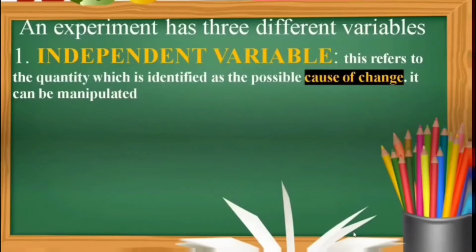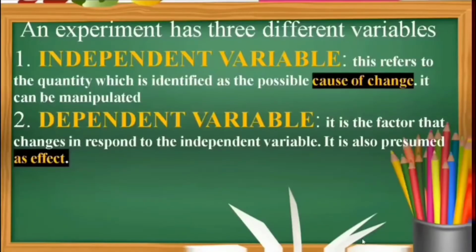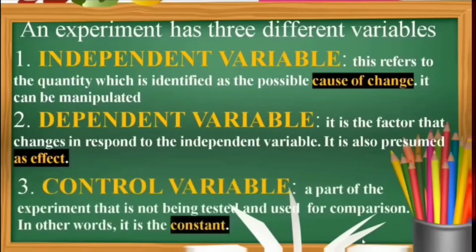This is also called the manipulated variable. Number 2, dependent variable. It is the factor that changes in response to the independent variable. It is also presumed as effect. It is the factor that changes because of the change that you did to the independent variable. Number 3, the control variable. It is a part of the experiment that is not being tested and used for comparison. In other words, it is the constant.